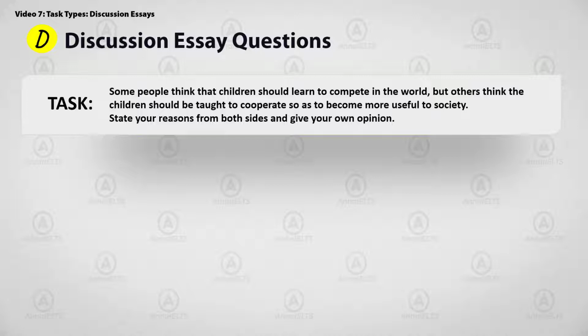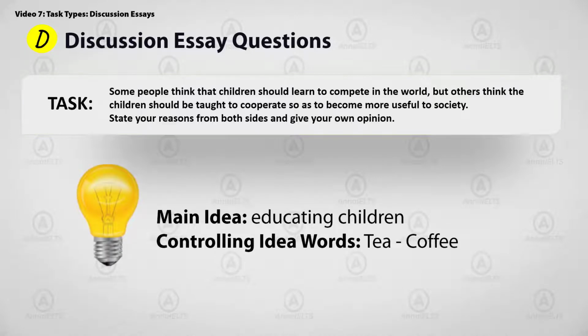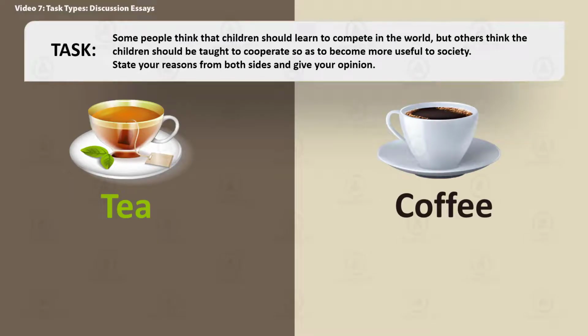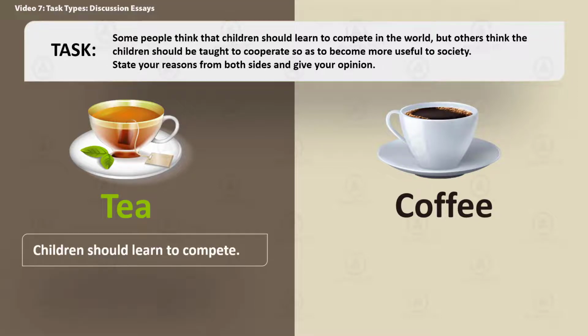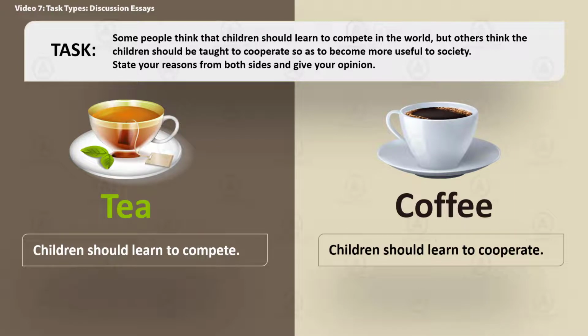Okay, let's analyze the task. What's the main idea? Educating children. What are the controlling idea words? Well, there are two controlling idea words, tea and coffee. Let's see what's tea in this example. Children should learn to compete. Now let's see what's the coffee in this example. Children should learn to cooperate.